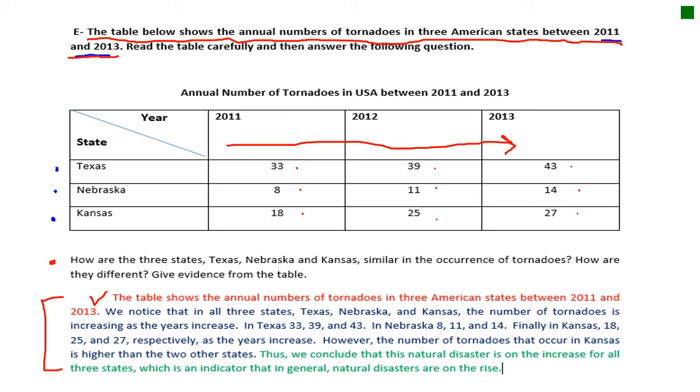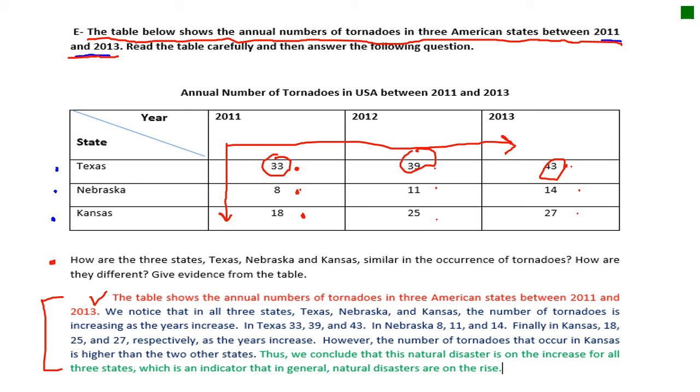Now, for the differences, let's look vertically. What do I mean by vertically? This way. Texas, 33, Nebraska, 8, Kansas, 18. So you have Texas here with the big numbers. Also 39, 11, and 25. 43, 14, and 27. So we notice that even though it's increasing in all states, Texas still has the highest number of tornadoes occurring in all 3 years.